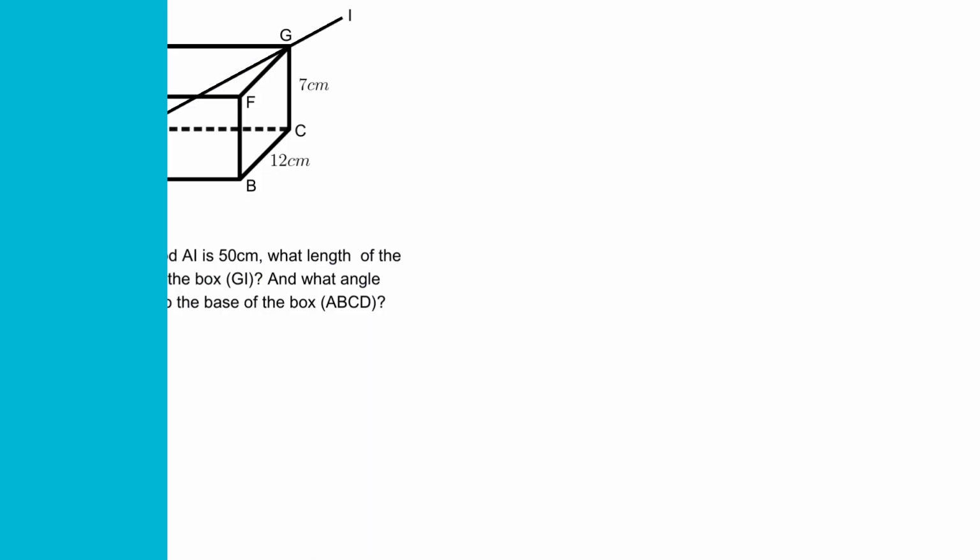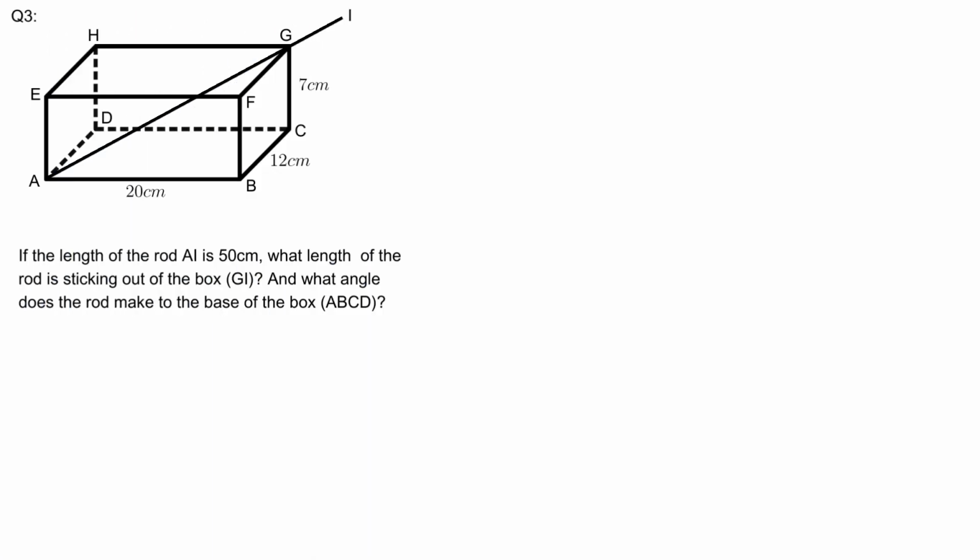Question 3. Question 3 is a box where all the sides are known. 20 centimeters by 12 centimeters by 7 centimeters. There is a rod labeled AI that is inside the box, with GI being the length sticking out. We need to find this length of GI that sticks out, and we also need to find the angle that the rod makes to the base of the box, ABCD.